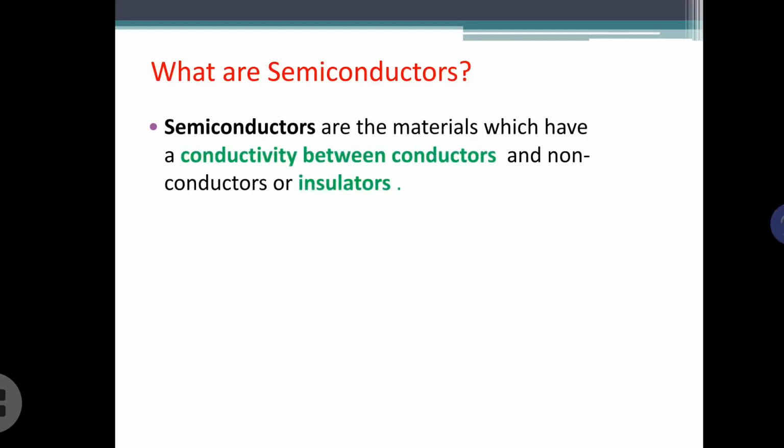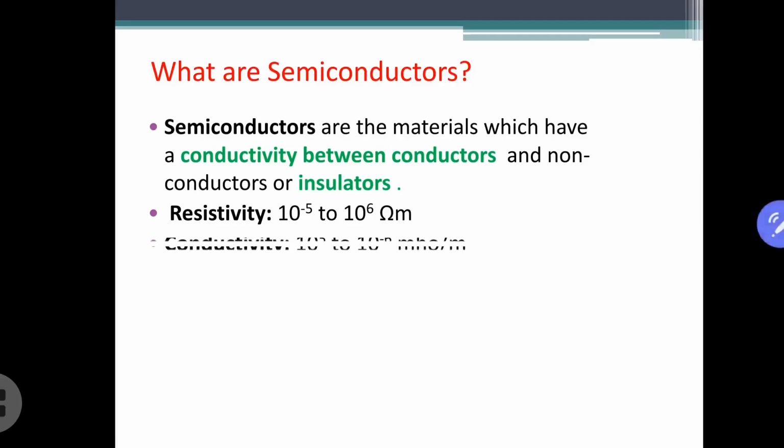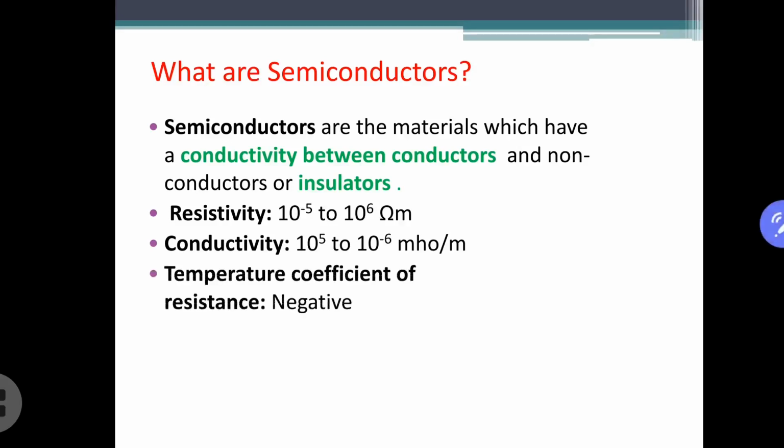So what are semiconductors? As we mentioned, the materials which have a conductivity between conductors and insulators are named semiconductors. Resistivity of semiconductors is of the order of 10 raised to minus 5 to 10 raised to 6 ohm meter. So conductivity is 10 raised to 5 to 10 raised to minus 6 mho per meter. And one important peculiarity of these semiconductors is that the temperature coefficient of resistance is negative for these materials.